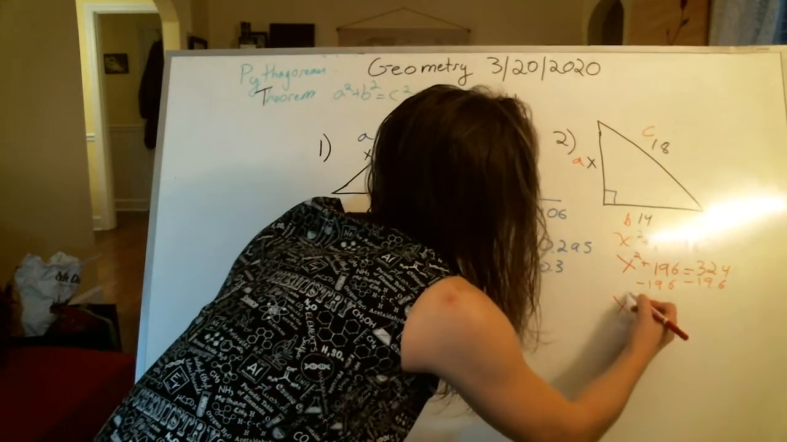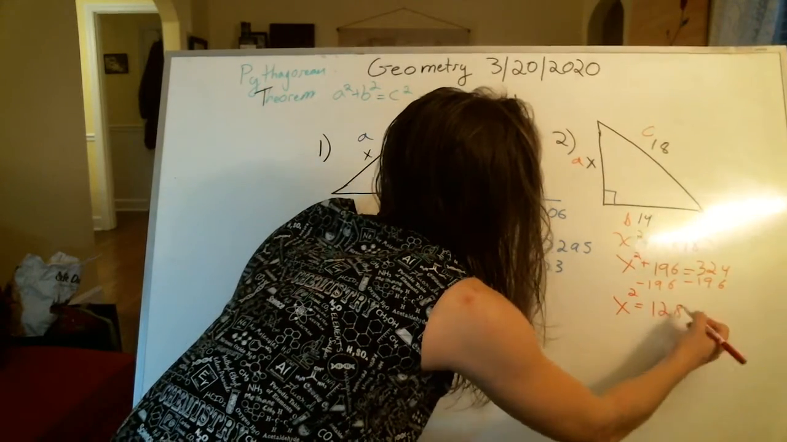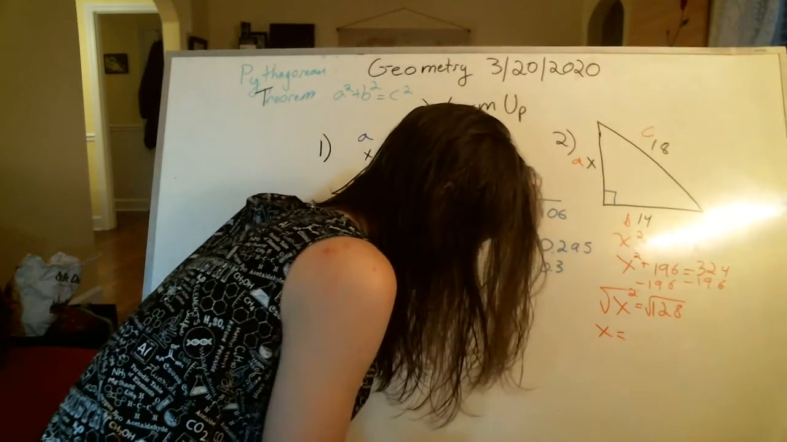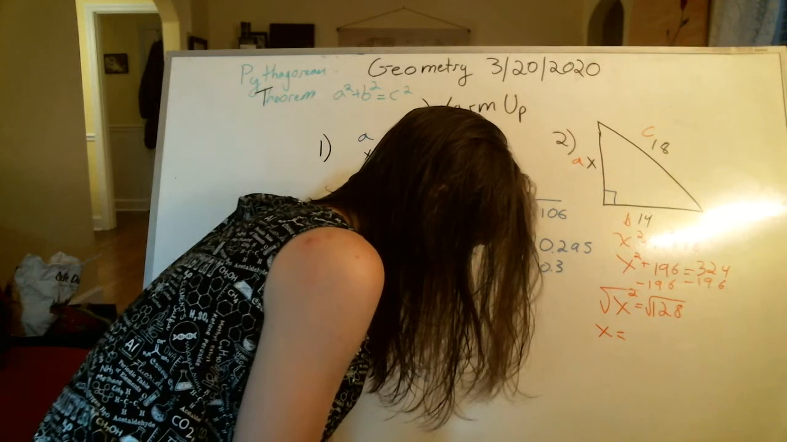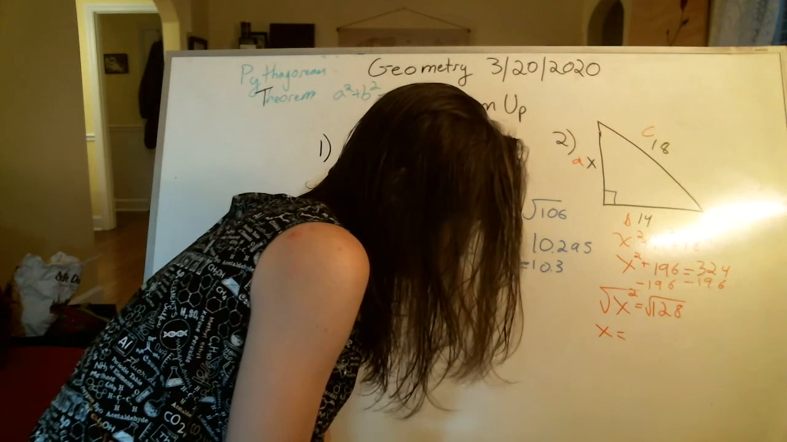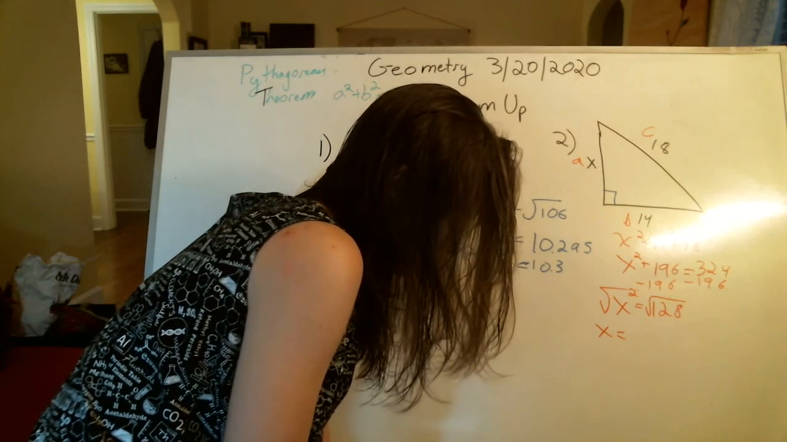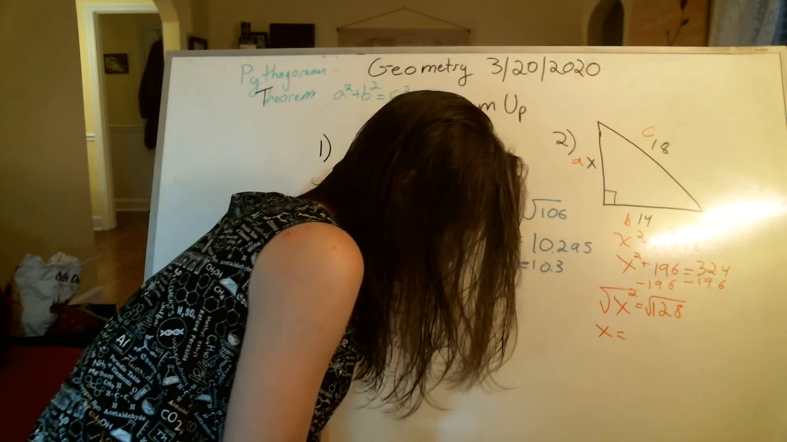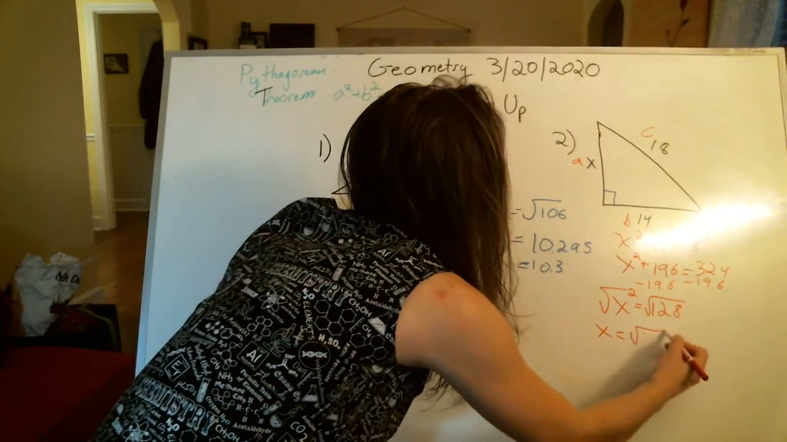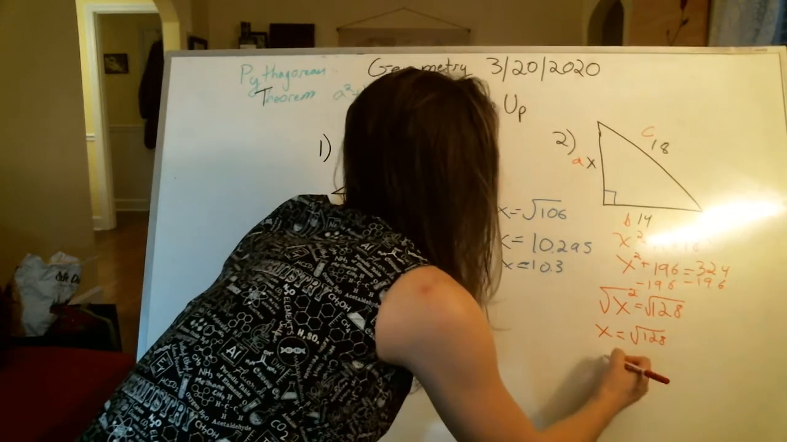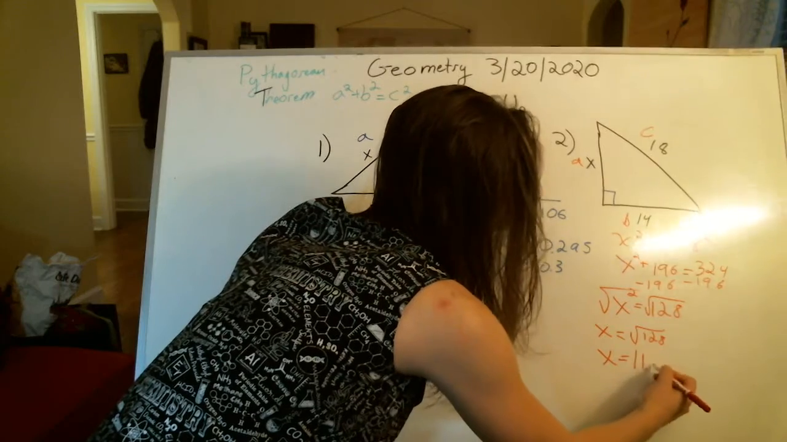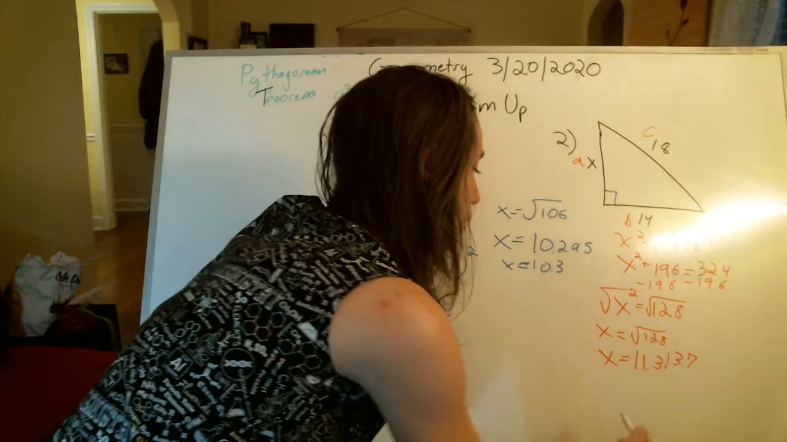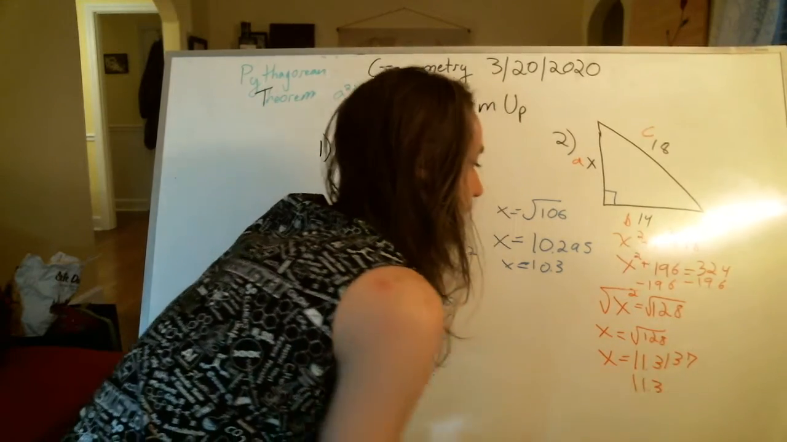So I get x squared equals 128. Square root that thing. X equals. We could leave it as the square root of 128. Struggling with my calculator. Alright. We could do with the decimals like last time, and x equals 11.3137. Okay, or 11.3 would be fine.